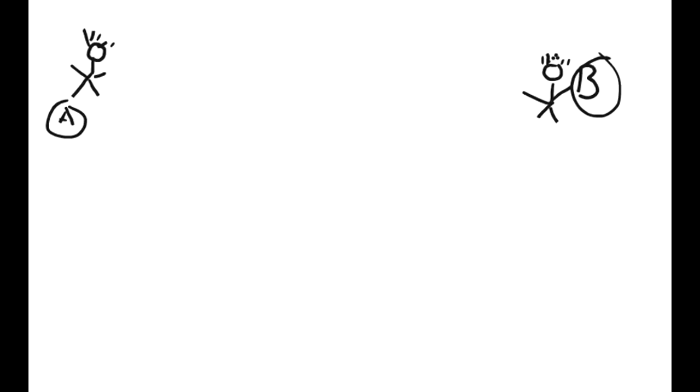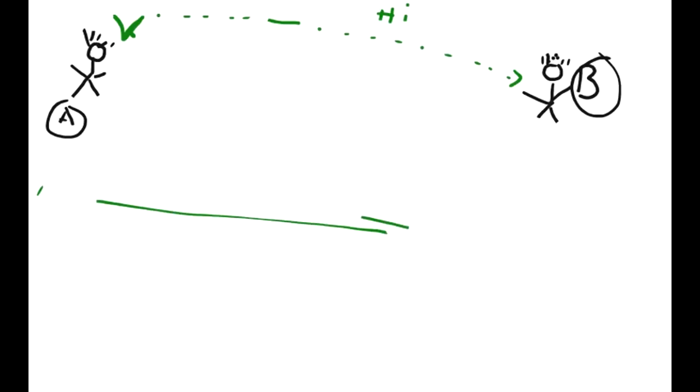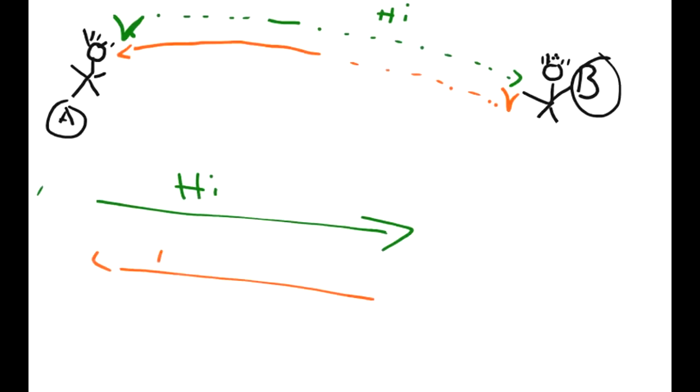Now the only way to communicate between person A and person B is with the help of a pigeon. So person A puts a message on the leg of the pigeon and sends it to person B. Let's suppose that message is hi. If person B understands the message, then he puts a message on the pigeon, and the pigeon flies back with the message hello. Person A then sends a request.